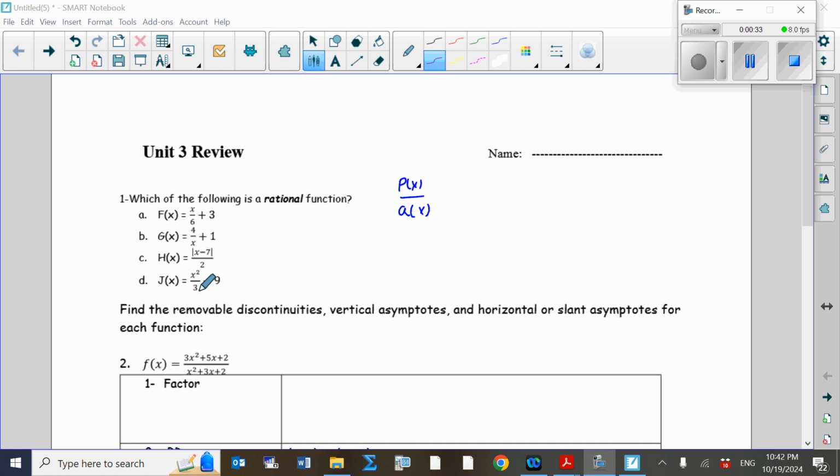They all have only a number in the denominator. This is the only one that has an x in the denominator. That means there's a polynomial in the denominator. So this is a rational function.